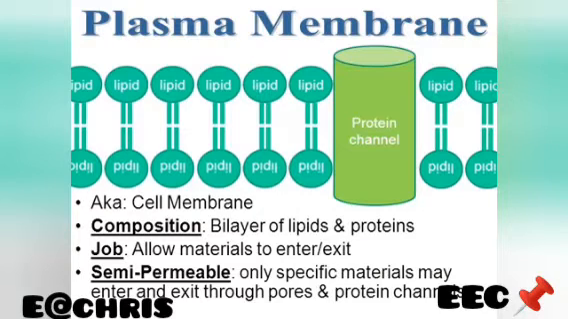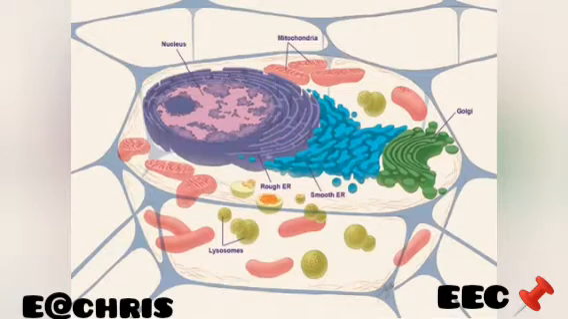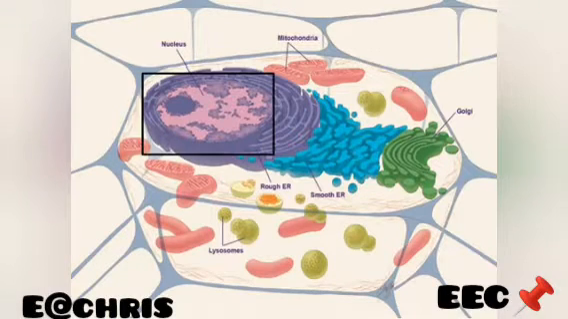You have to know that the plasma membrane is semi-permeable. Only specific materials may enter and exit through pores and protein channels. It is a selectively permeable membrane, which means that only specific materials are able to move out. It's not all substances.